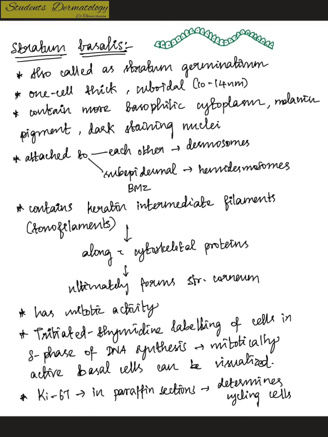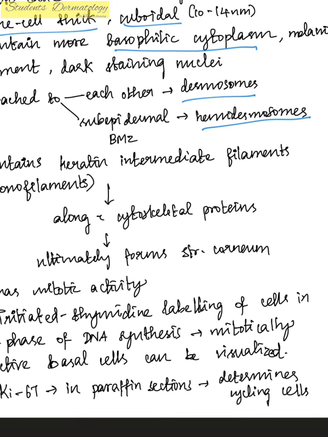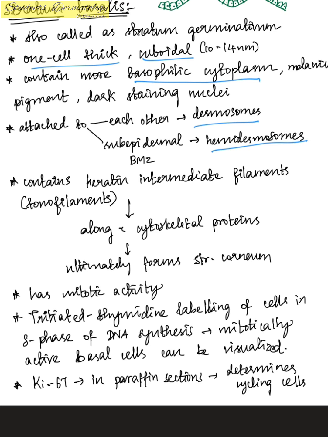So next, coming to the stratum basale, this is a layer of cuboidal cells about 1 cell thick. It contains more basophilic cytoplasm, and it is attached to each other by desmosomes and to the basement membrane zone with the help of hemidesmosomes. This layer contains keratin intermediate filaments, which along with the cytoskeletal proteins help in the formation of stratum corneum. Another unique feature of this stratum basale is the mitotic activity. This layer is capable of continuous differentiation.